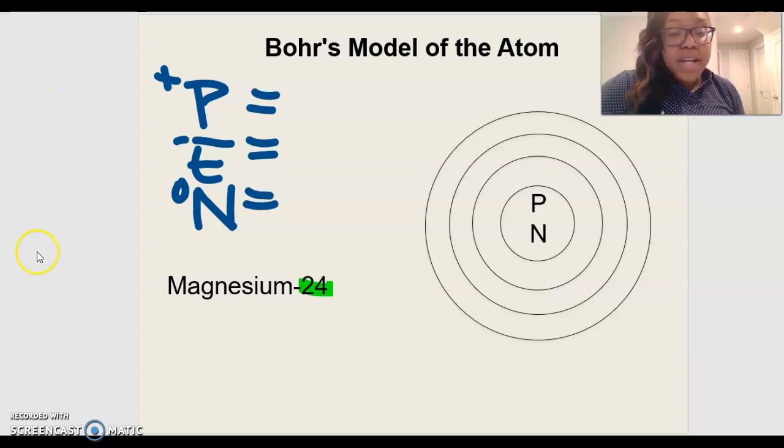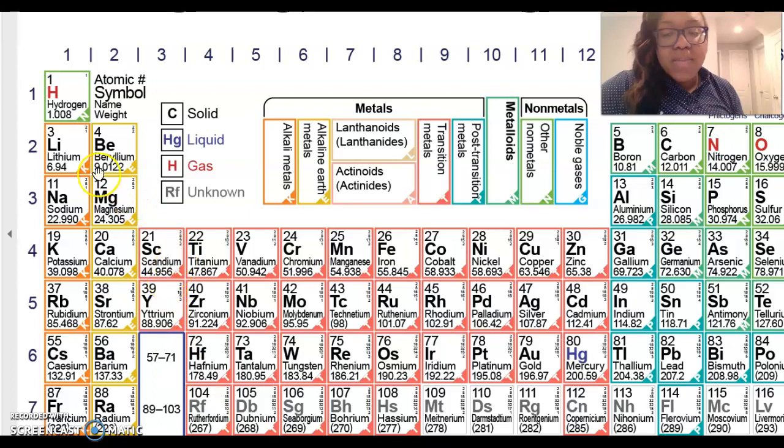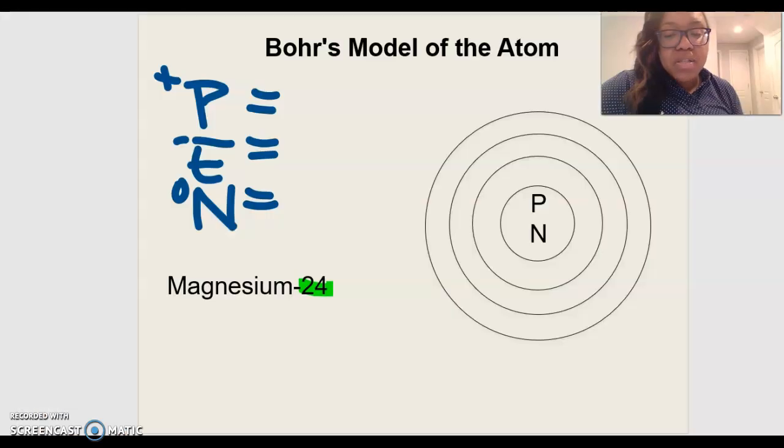So when we look at our periodic table of elements, we see that magnesium is number 12. And number 12 is our atomic number. And the atomic number tells us the number of protons within our nucleus. So we know that our protons are 12. And since we're dealing with a neutral atom, which means there's no charge to our atom, we know that our electrons will also be 12.